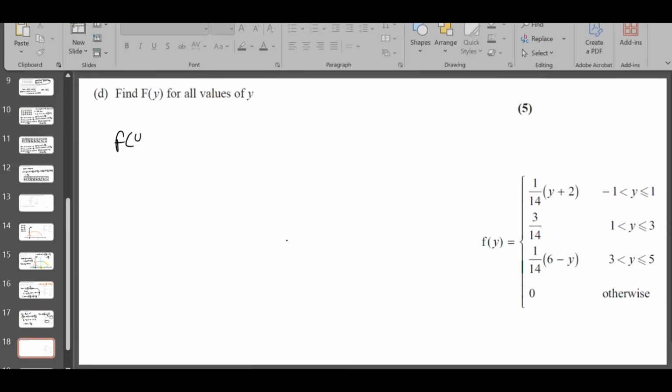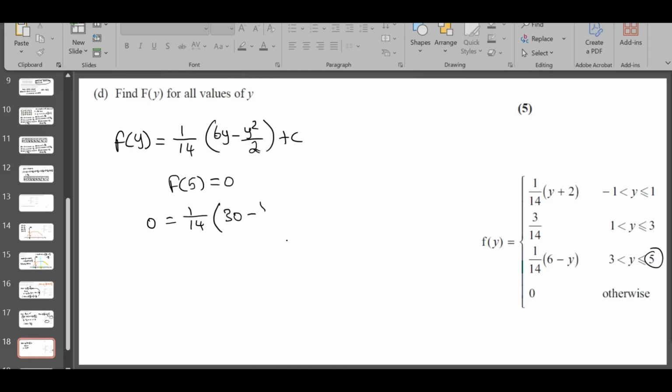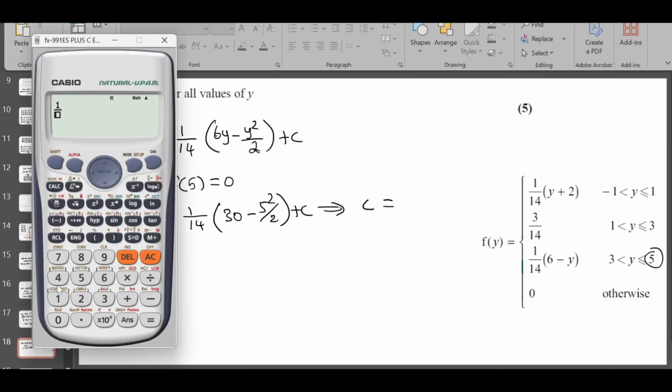So we will get f of y is 1 over 14 times (6y minus y square over 2) plus c. Okay. The last limit is 5. So replace the condition. F of 5 is 0. So 0 is 1 over 14 times (6y minus 5 square over 2) plus c. That gives us the value of c. 1 over 14 times 30 minus 25 over 2.